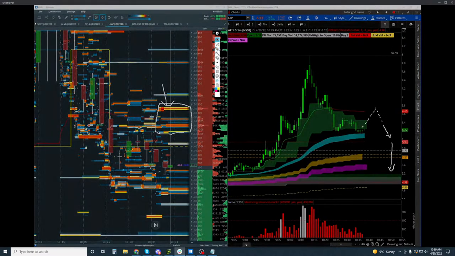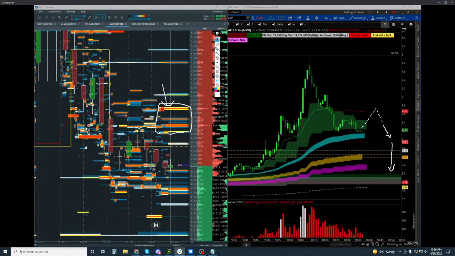Okay. So we'll post over here in the Bookmap Discord room. Remember, this is a pump and dump scenario. I'm going to write over here, pump and dump scenario on LLAP. And I really look for this.